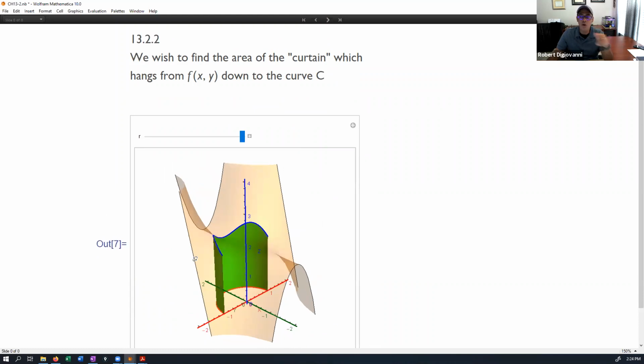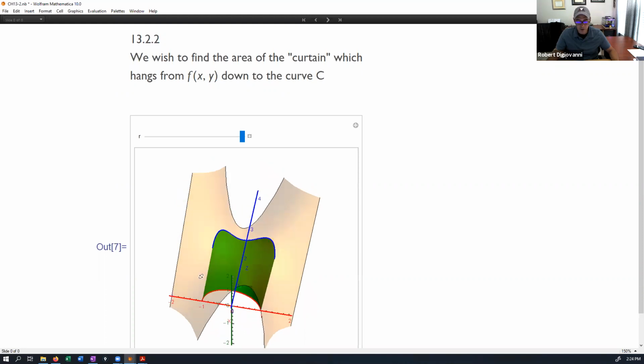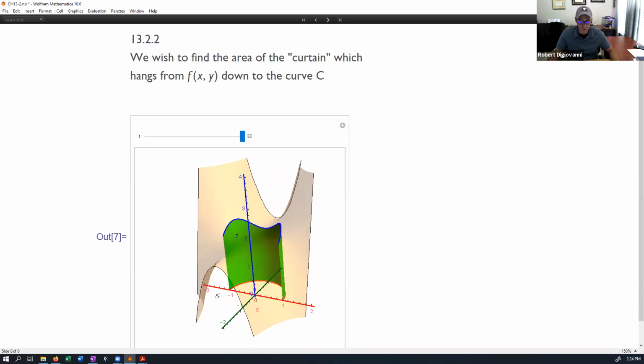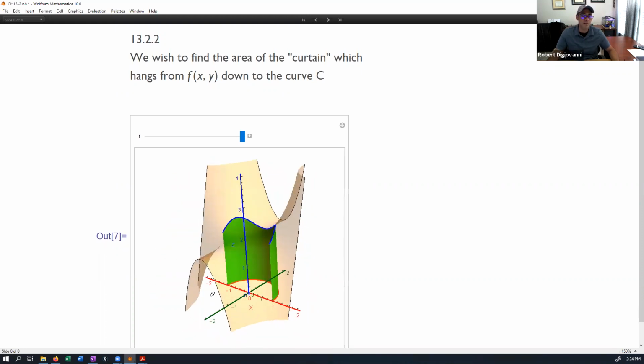I'm not talking about the volume underneath, like what we've done in the past, where we've done some region on the ground, some surface on top, and we've looked at a volume of something, the volume below down to the ground. This is different. We're saying instead of drawing a region on the ground, draw a curve on the ground, map those points up into the surface, and it draws like a curtain, and we want to know the area of it. Understand that that's fundamentally a different problem than finding a volume.